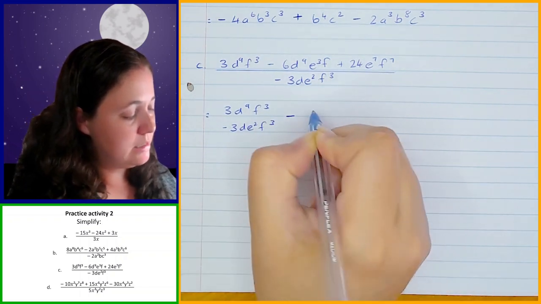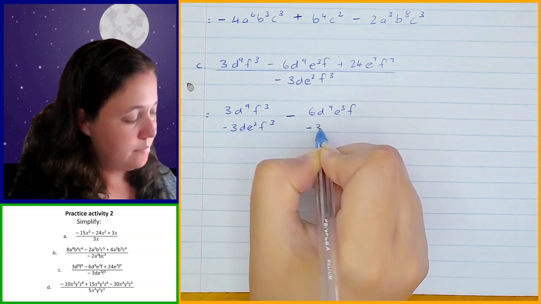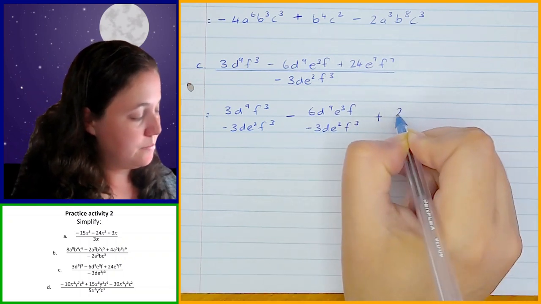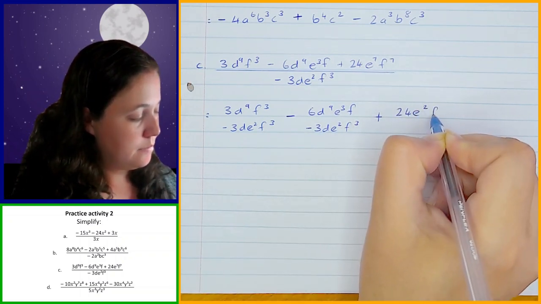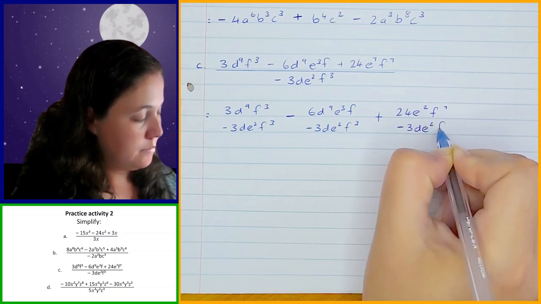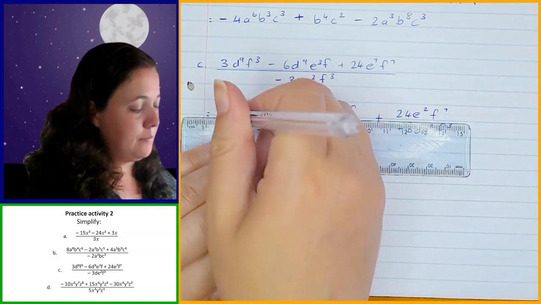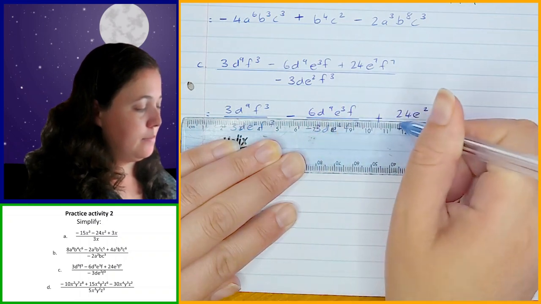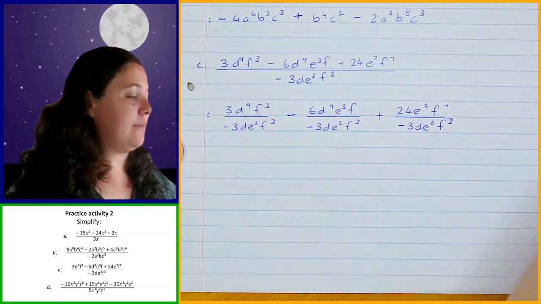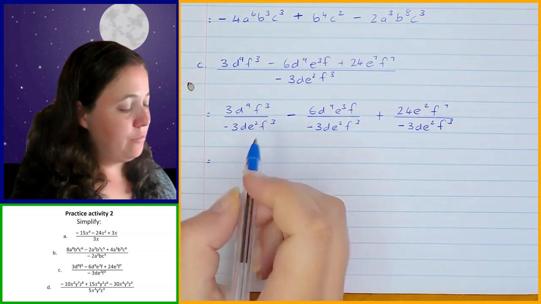Then I have minus and then plus. And I'm going to put in all my fraction lines. And now we can go and simplify everything. Okay, so the first one, I'm going to end up with a negative for my first term.